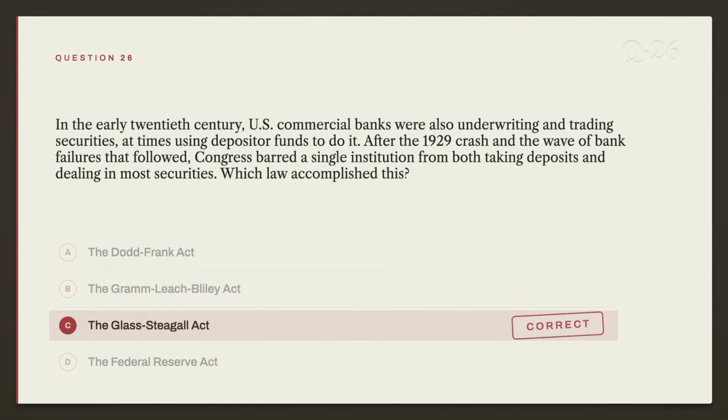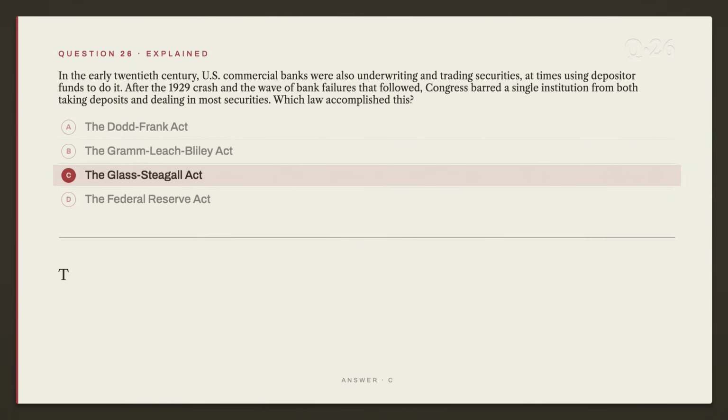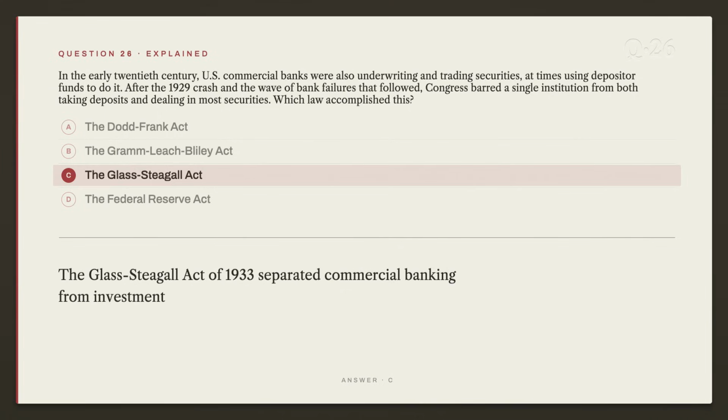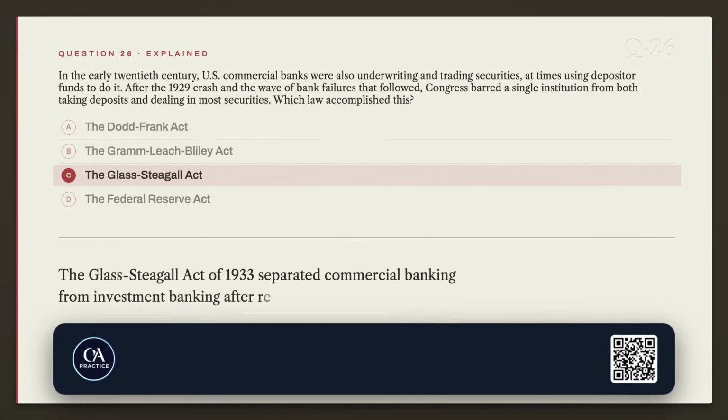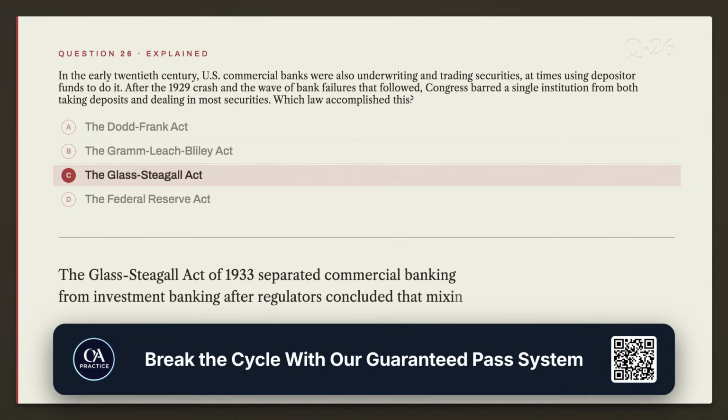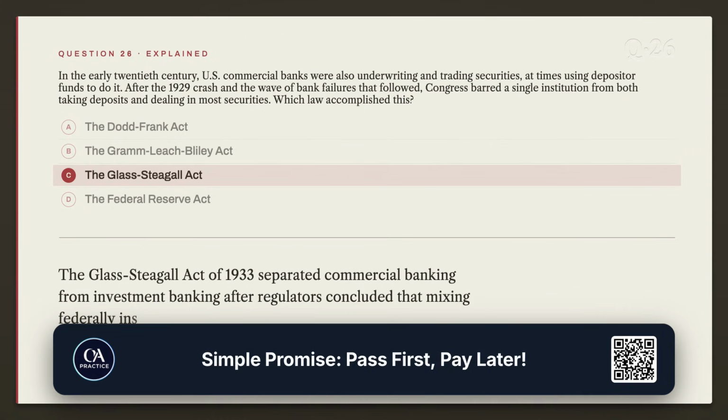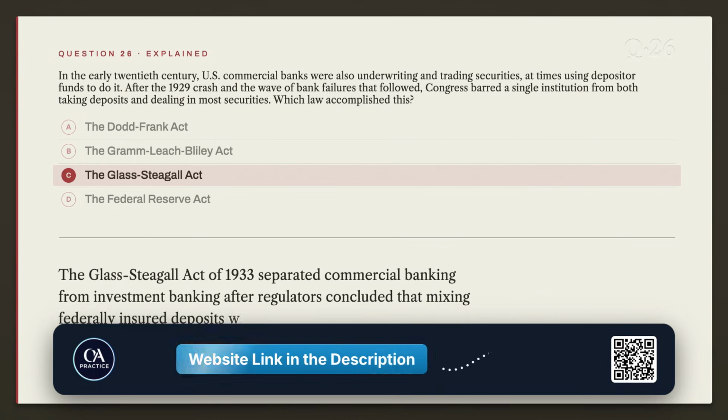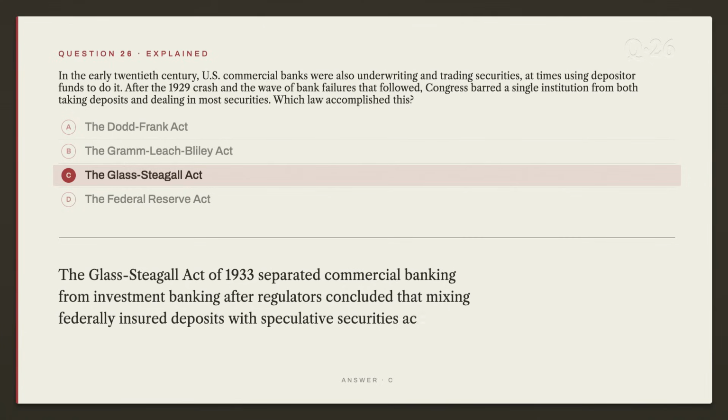The Glass-Steagall Act. C is correct because the Glass-Steagall Act of 1933 separated commercial banking from investment banking after regulators concluded that mixing federally insured deposits with speculative securities activity was a systemic danger. It forced the two businesses into separate corporate structures and created federal deposit insurance in the same era. It is the textbook example of regulation pulling the sectors apart.